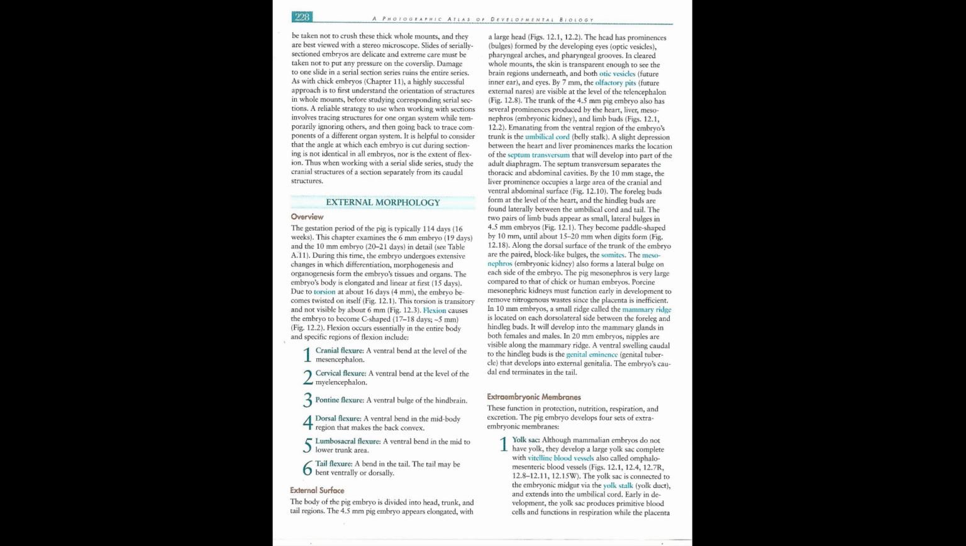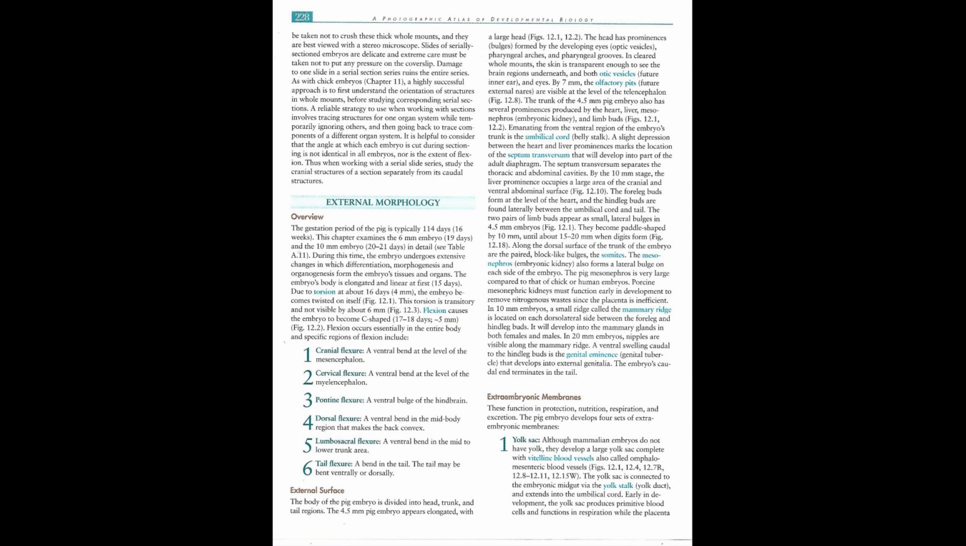In 10 mm embryos, a small ridge called the mammary ridge is located on each dorsolateral side between the foreleg and hind leg buds. It will develop into the mammary glands in both females and males. In 20 mm embryos, nipples are visible along the mammary ridge. A ventral swelling caudal to the hind leg buds is the genital eminence, genital tubercle, that develops into external genitalia. The embryo's caudal end terminates in the tail.